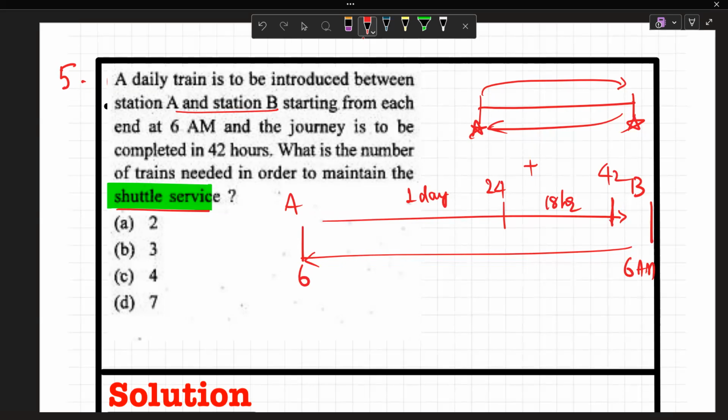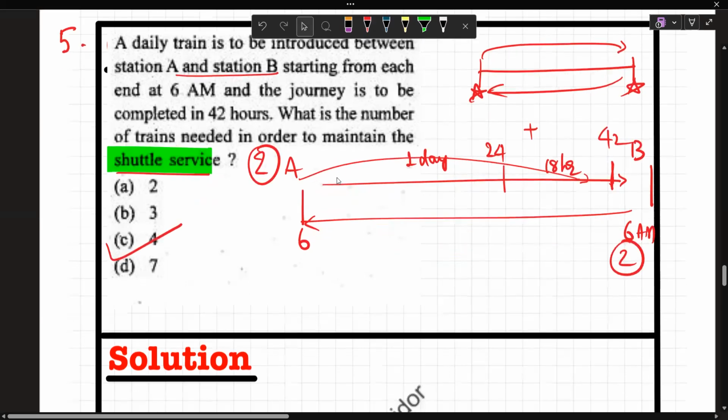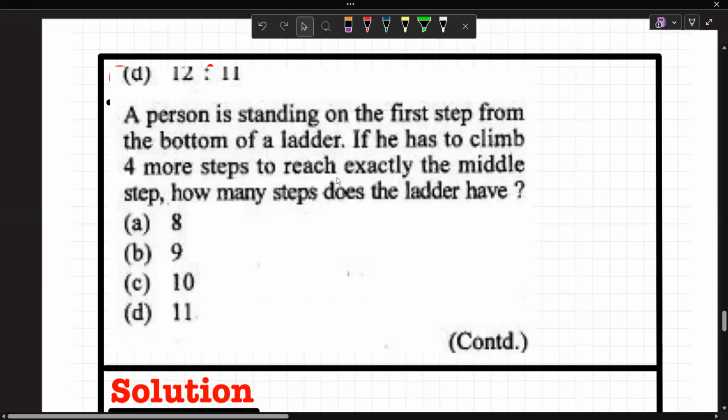Now what is the number of trains needed in order to maintain the shuttle service? You need how many trains? 2 trains. Because one train will go for 1 day and 18 hours, so there would be another train also to maintain the continuity. Because if you have 2 trains, you can maintain the continuity. That means each day you will have that shuttle service going on. So 2 trains required for A and 2 trains required for B. The total trains required is 4. Got it? That is the minimum number of trains required, or else you can have more than 4 also. Easy question, basic puzzle based question.